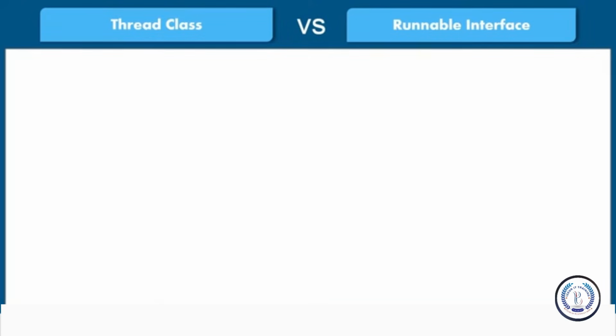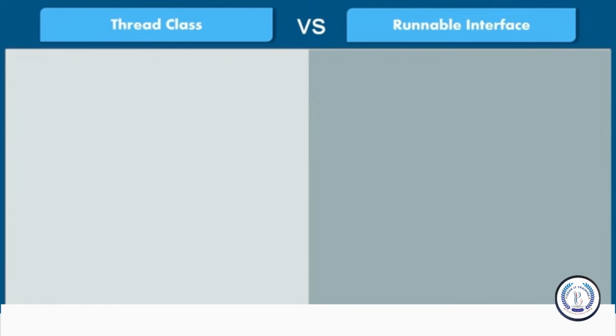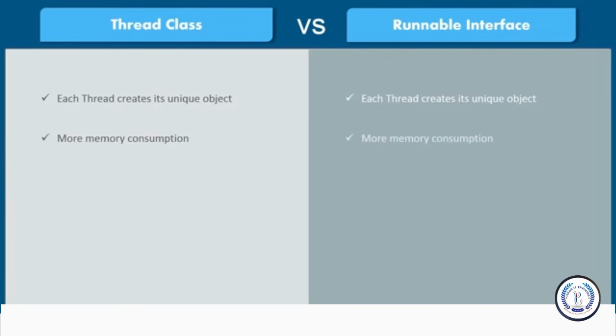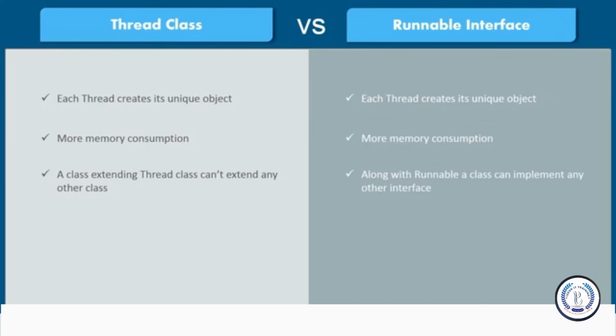The next part is to differentiate between the Thread class and the Runnable interface, right? Guys, there are some common things and some dissimilarities. In both Thread and Runnable, a unique object is created for each case. Memory consumption of course increases because we have a separate thread running in the same process. A class extending Thread cannot extend any other class because of multiple inheritance, but Runnable helps us perform the same use case. So if you are already extending a class, you can implement Runnable.